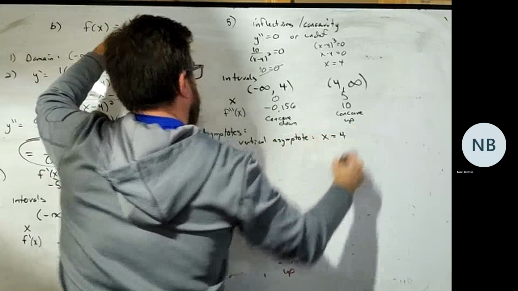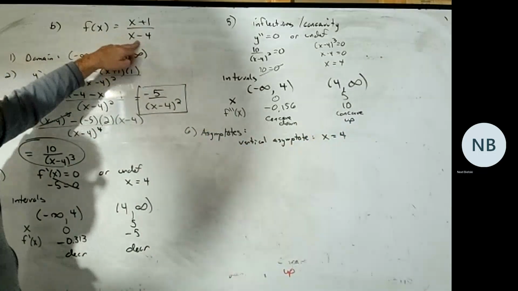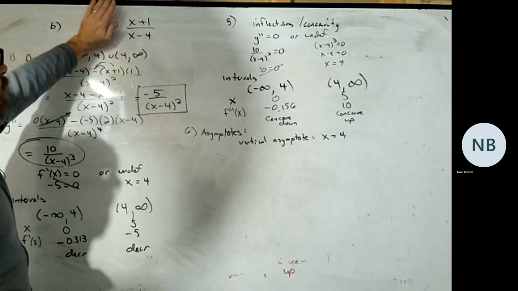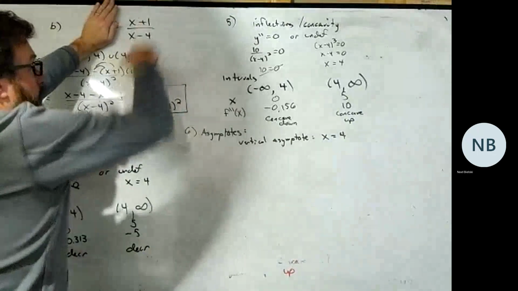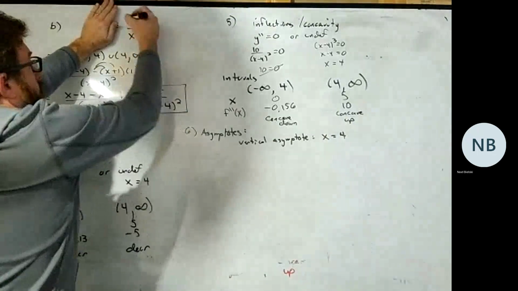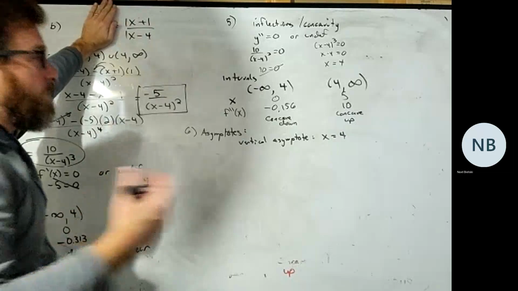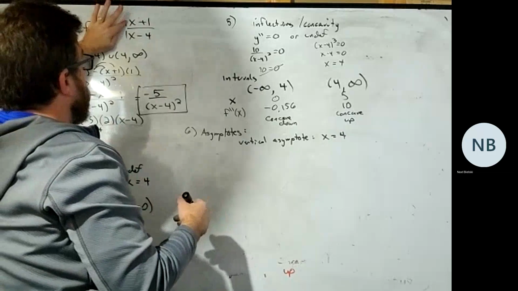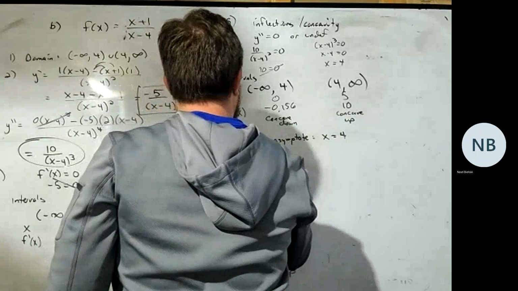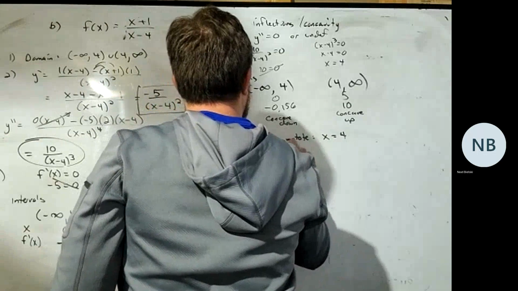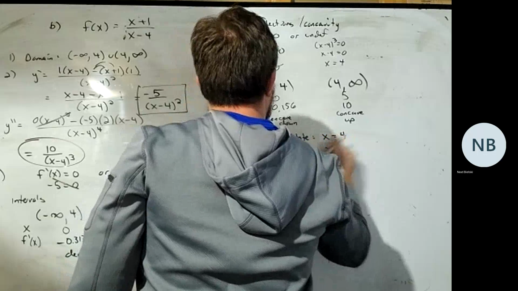x equals 4. Also, from the very first exam, this thing has a horizontal asymptote. What you do is you take the limit as x goes to infinity of this thing. So you multiply top and bottom by 1 over x. What you're going to get is those leading coefficients, which will be 1 over 1. So if you take the limit as x goes to infinity, you'll see that this is going to have a horizontal asymptote, y equals 1.